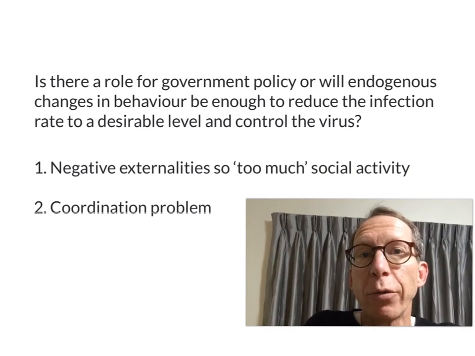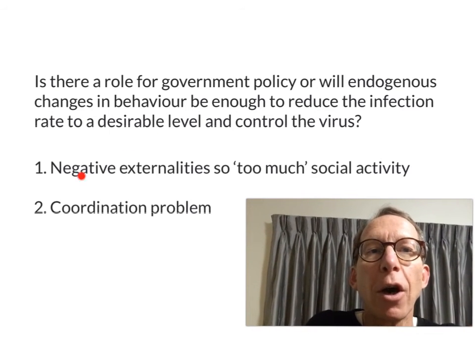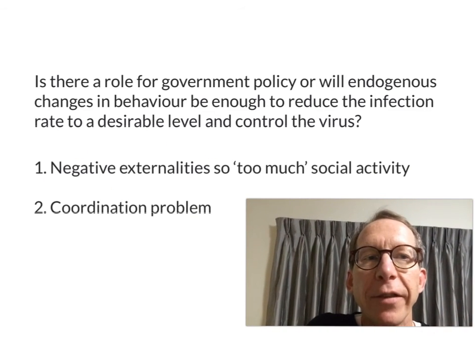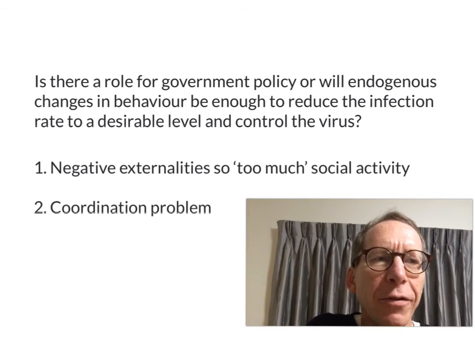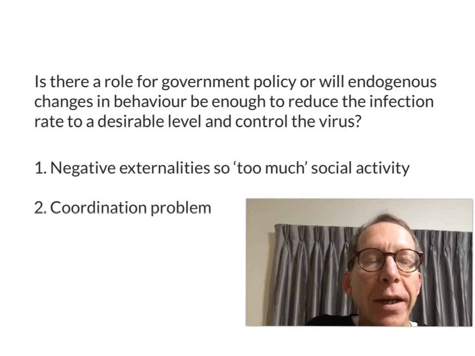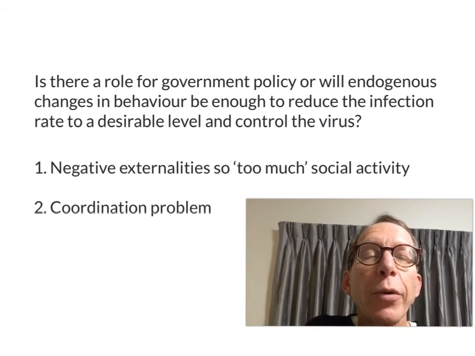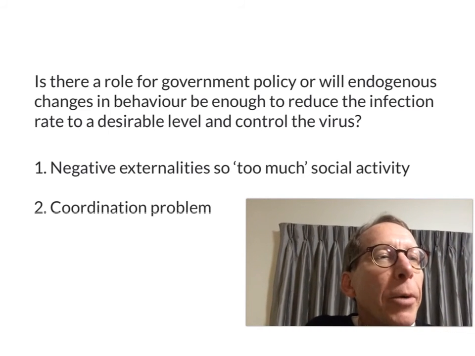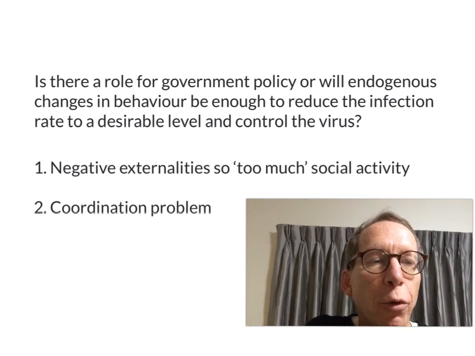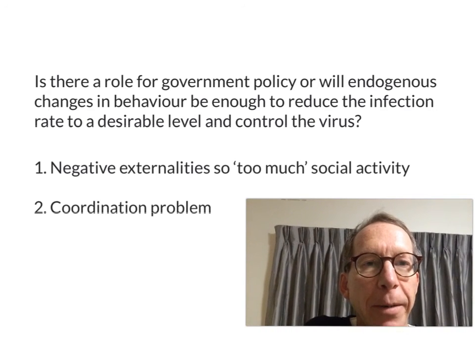There are two basic reasons why we'll need further government intervention. The first is that we've got a whole bunch of negative externalities going on. So if I go out and engage in social activity, sure, I risk getting sick myself, but I also risk getting sick and passing on that infection to other people. Now, if I'm just considering my own welfare and not the welfare of the other people, I'm going to engage in too much social activity. So even though I might cut back to limit my own risk, I'm still creating too much risk for other people. So in that sense, you want government to further restrict social activity.